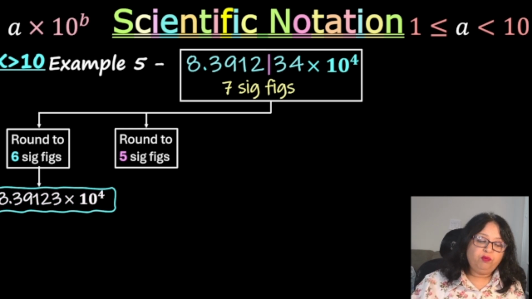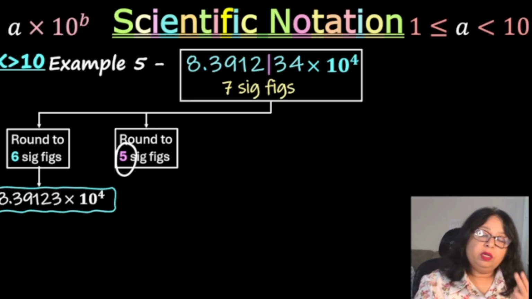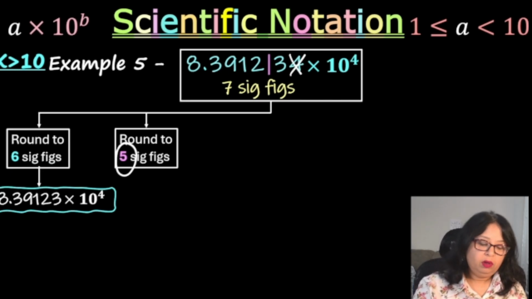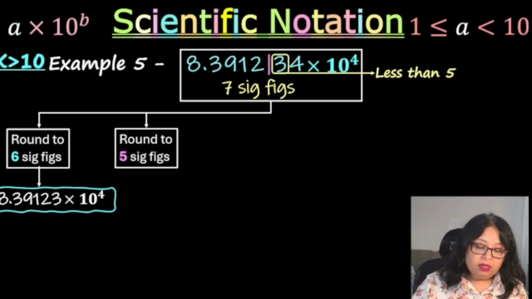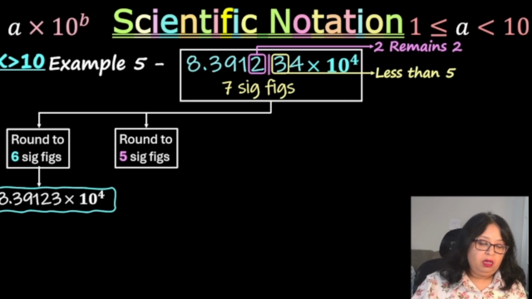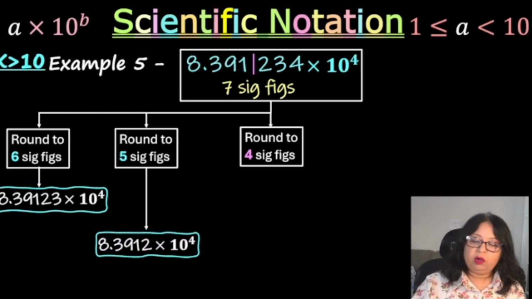Next, round off to 4 sig figs. So I draw this line such that there are 5 digits to the left of the line. Now since there are 2 digits to the right of the line, ignore this last digit. It does not matter. Whatever remains though is 3, and that is less than 5. Therefore the number to the left of the line does not change and it remains 8.3912 times 10 to the power 4.